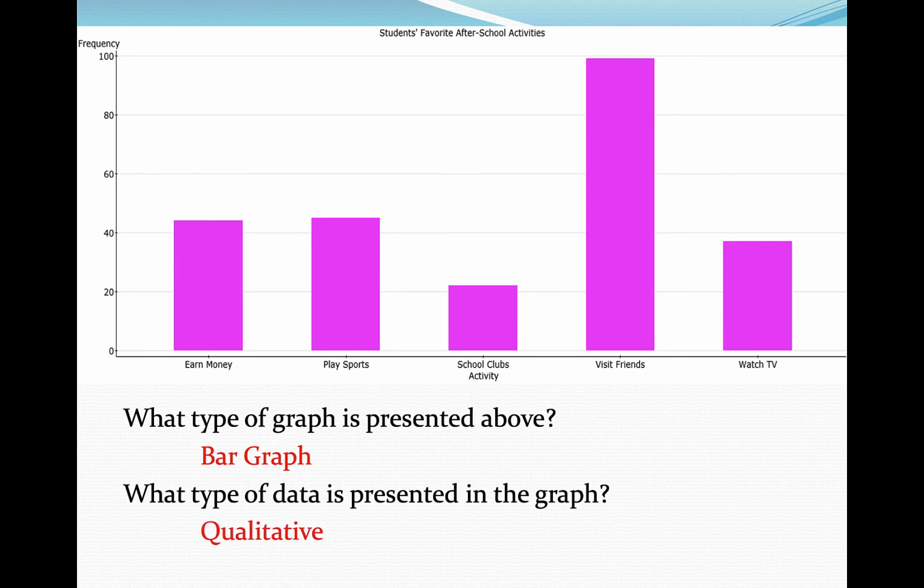So a bar graph is designed for qualitative data, and you can see here that this is a qualitative variable. Along the x-axis we have these outcomes for this variable, which are after-school activities, things like earn money, play sports. Of course, those are non-numerical outcomes, which means that this is a qualitative variable.